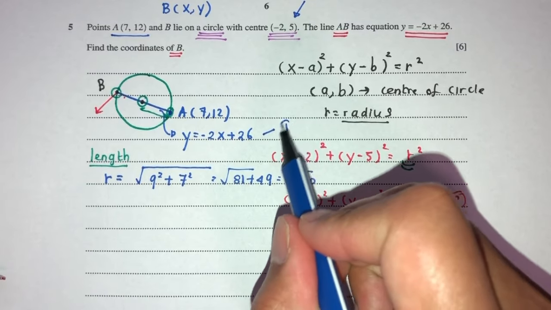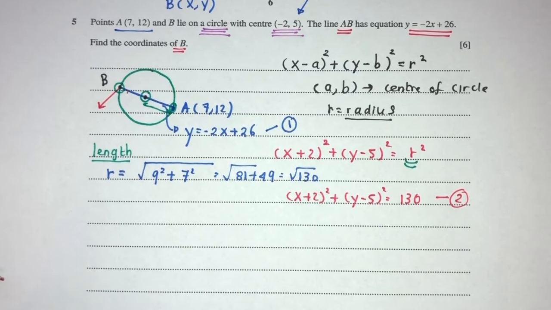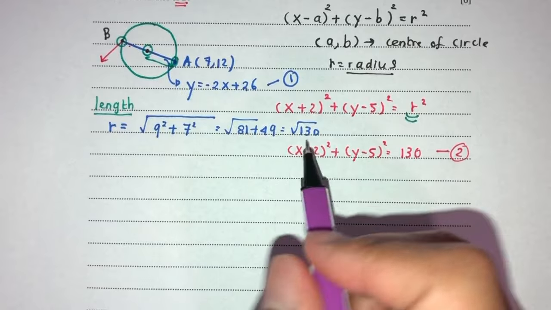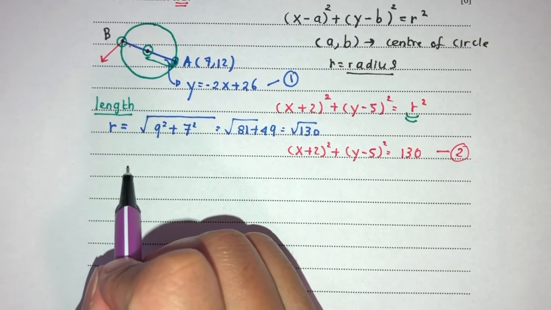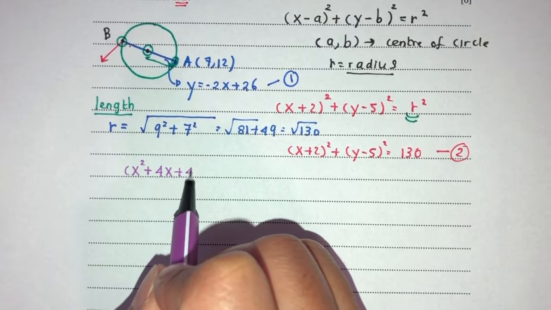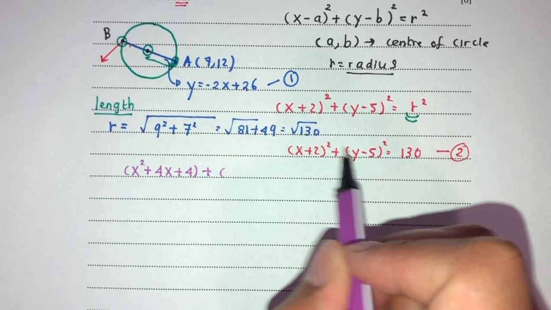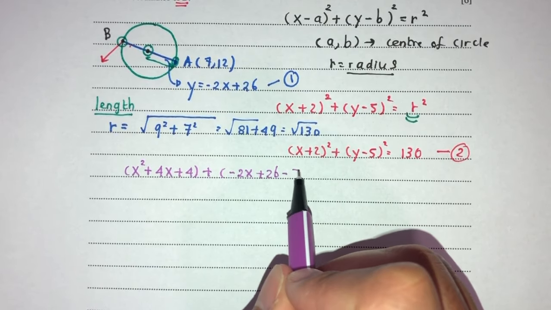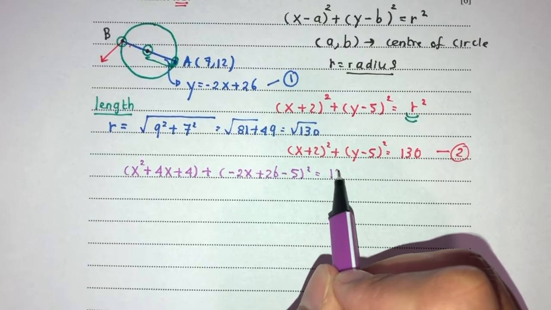Equation number 1 is right here. So again, how do you find the point B? The point B is a point of intersection between the line AB and the circle. So of course we solve simultaneously. So now we just have to plug back in the main function. Expand, you will have the value of x squared plus 4x plus 4. Now y is the value of minus 2x plus 26, minus 5 squared is 130.